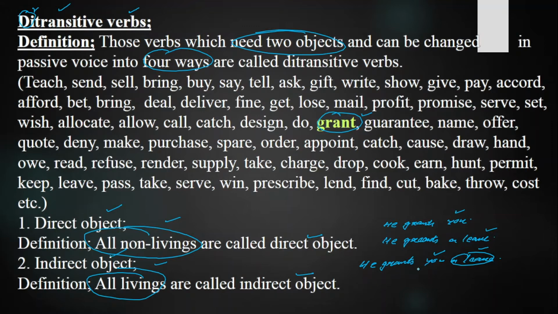Now if you want to bring the indirect object at the end and the direct object at the beginning, we usually bring the indirect object at the beginning. But when you want to shuffle the places, keep in your mind your indirect object will be followed by a preposition. Like I say, he grants a leave to me. So this is the way to change them in active voice in two ways.